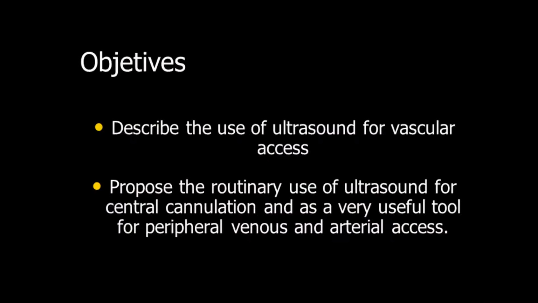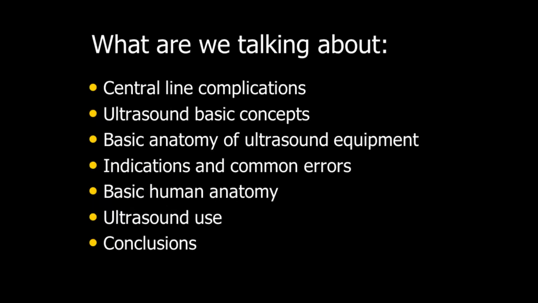Today we're going to try to describe the use of ultrasound for vascular access and propose its rudimentary use for central cannulation and as a very useful tool for peripheral, venous, and arterial access. We're going to talk about complications, some ultrasound concepts, basic anatomy of the equipment, indications, human anatomy, uses, and some conclusions.